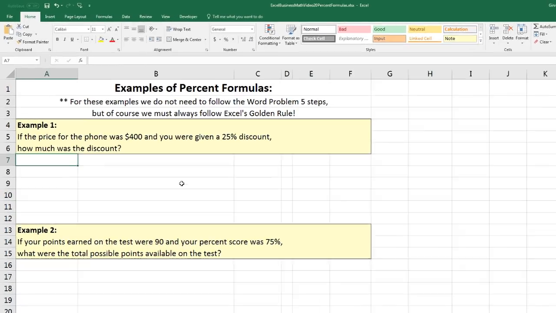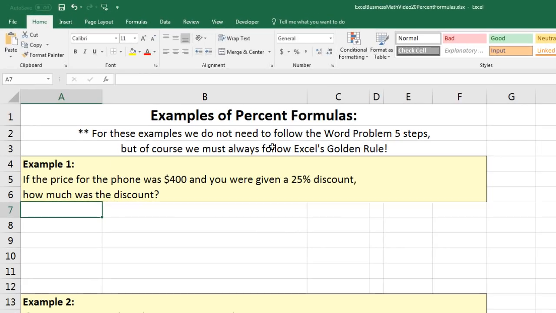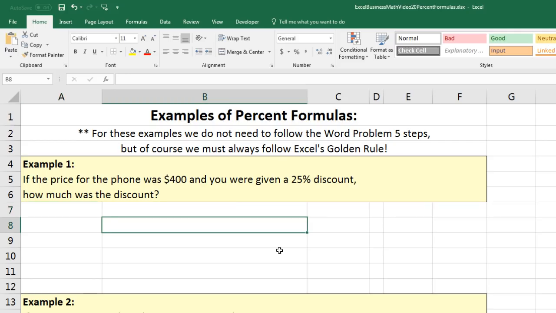Now for the examples in this video and the homework, we do not need to follow the word problem 5 steps. We will have to do that next video, and you will have to do it on the test if it specifies. But of course, we must always follow Excel's golden rule. Don't ever hand in a formula that goes like this. That violates Excel's golden rule. It's the leading cause of error in spreadsheets for the past 3 decades, so don't do it. No problem. Here's example 1.